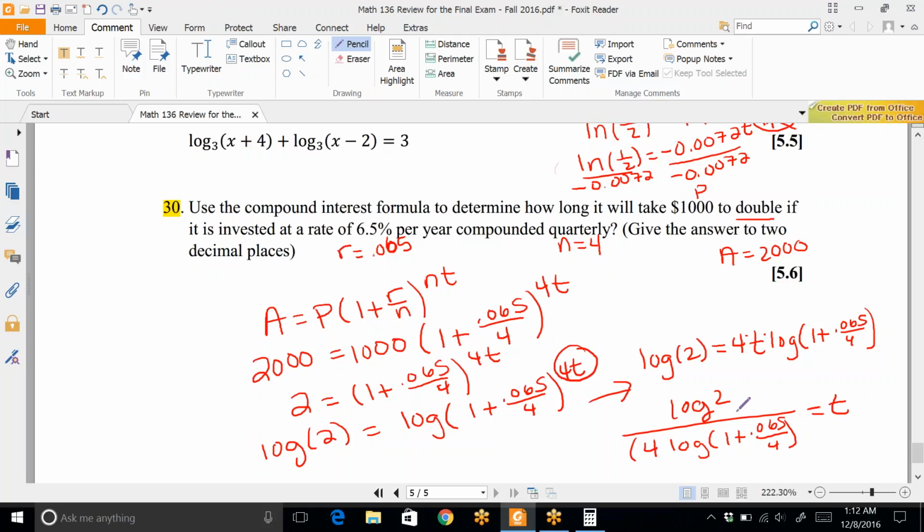But you can type this in on your calculator and check it against the answer key for the review. So hopefully this helps some people get through a few more of the examples on the review problems.